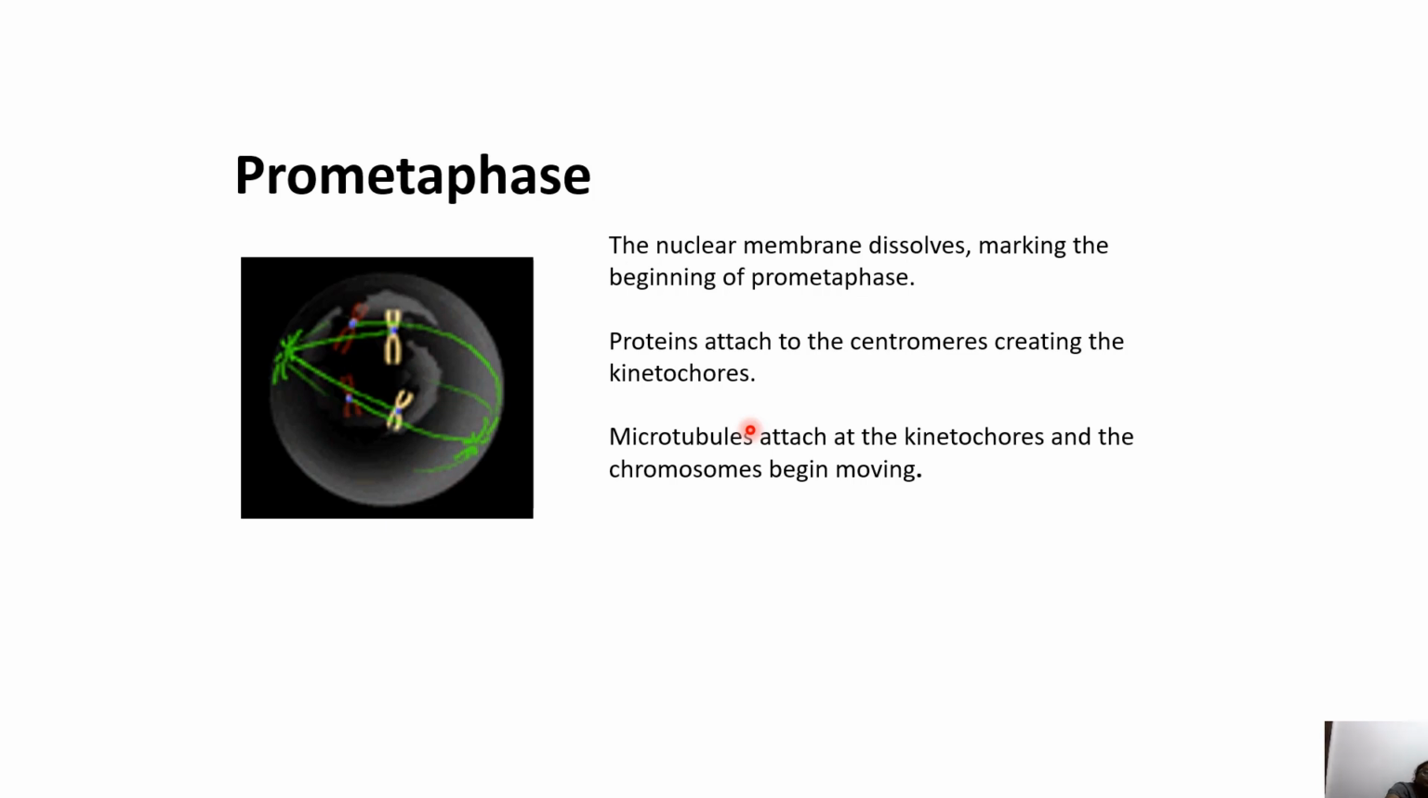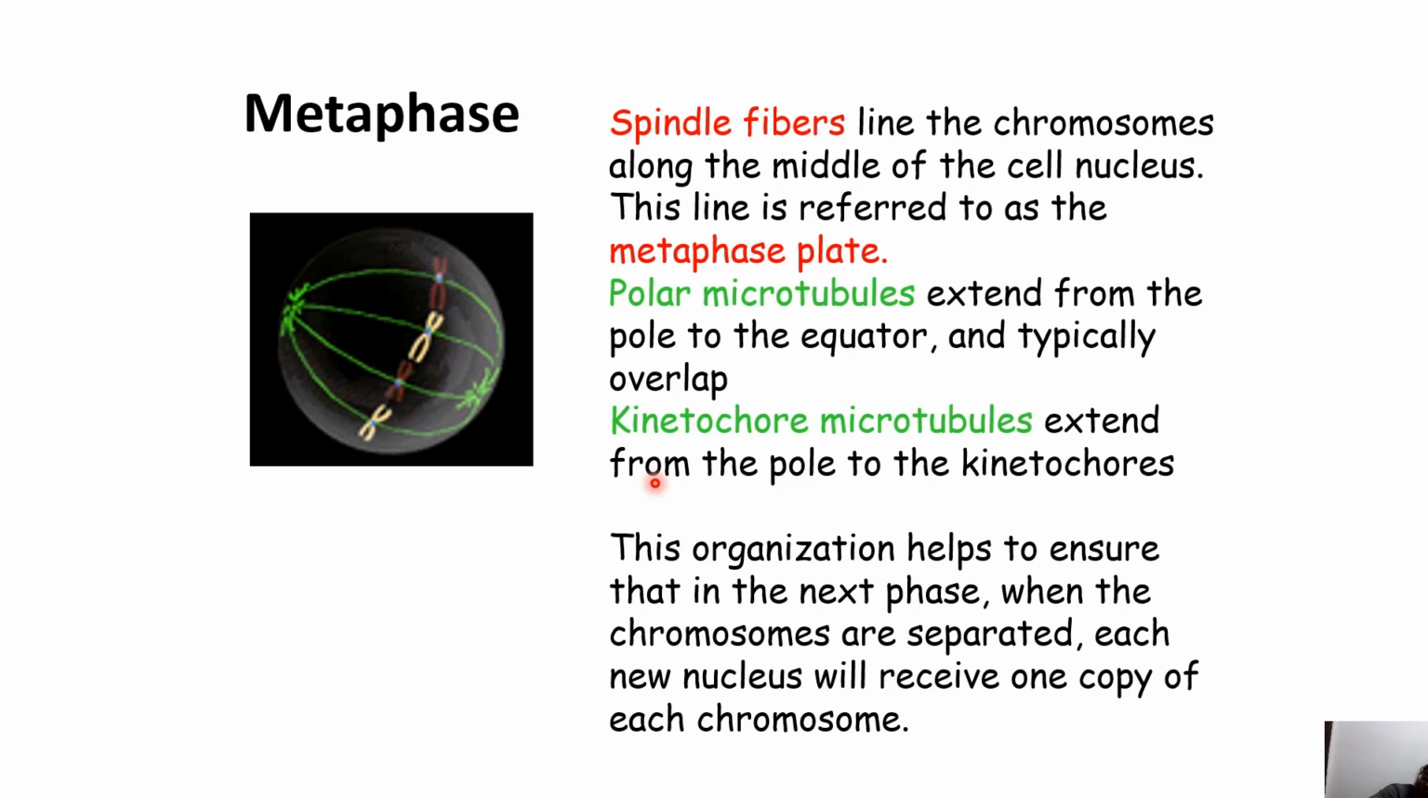And the nuclear membrane dissolves in prometaphase, marking the beginning of prometaphase, and proteins attach to the centromeres, creating the kinetochores basically, and microtubules attach at the kinetochores and the chromosomes begin moving. In metaphase, that is the most visible phase under the microscope, spindle fibers line the chromosomes along the middle of the cell nucleus. That line is referred to as the metaphase plate.